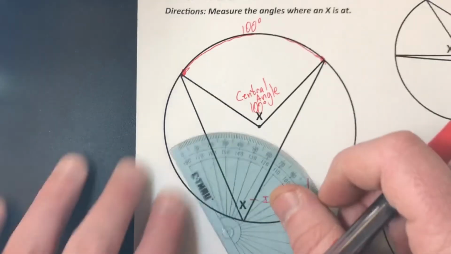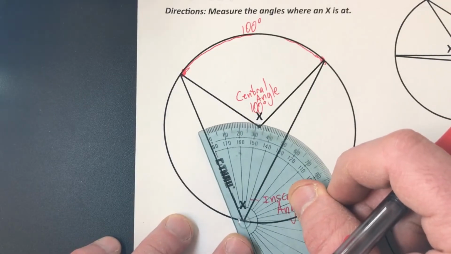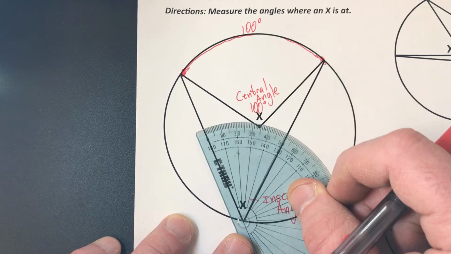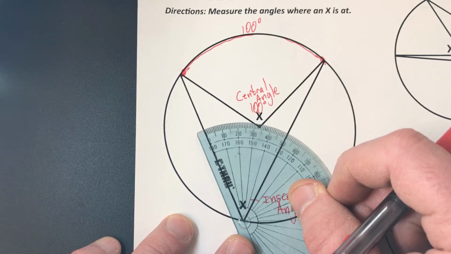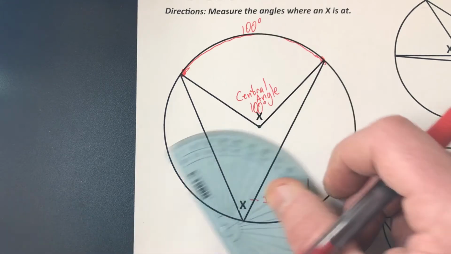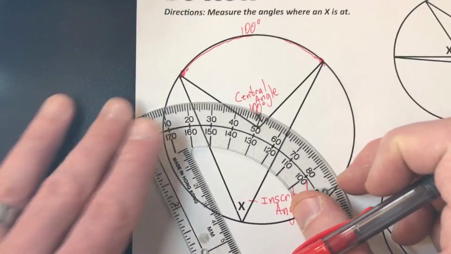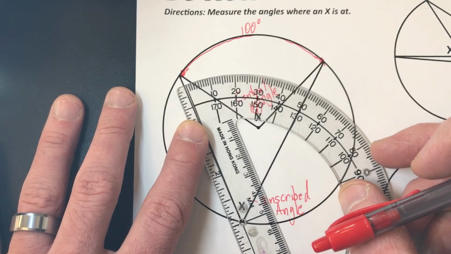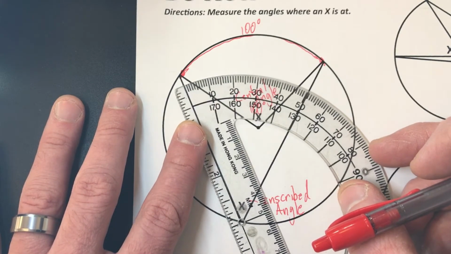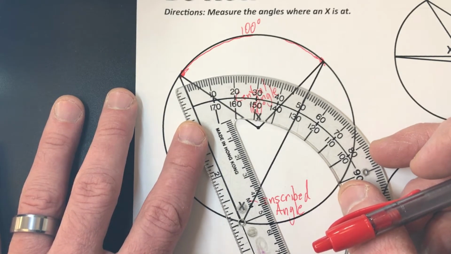All right, now when we measure that angle, how big is that angle? Okay, it's right at 50 degrees. Let me use this other one. Okay, so you can see it's right at 50 degrees.